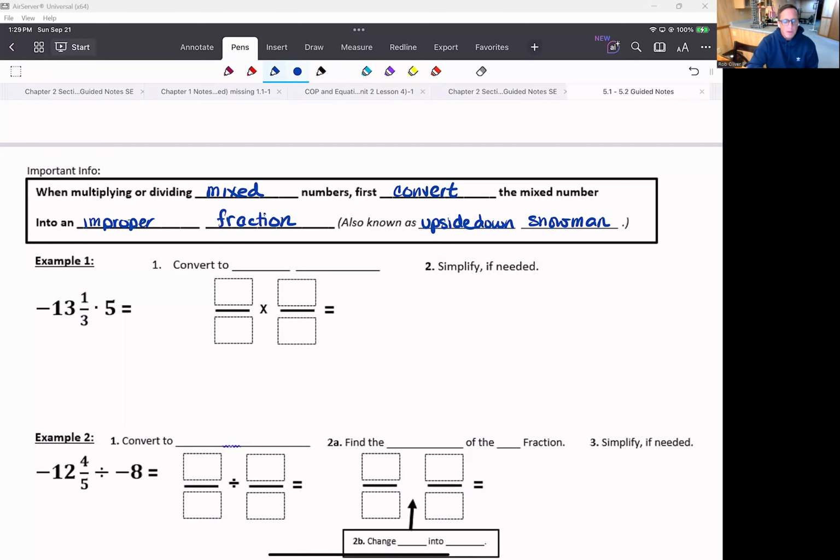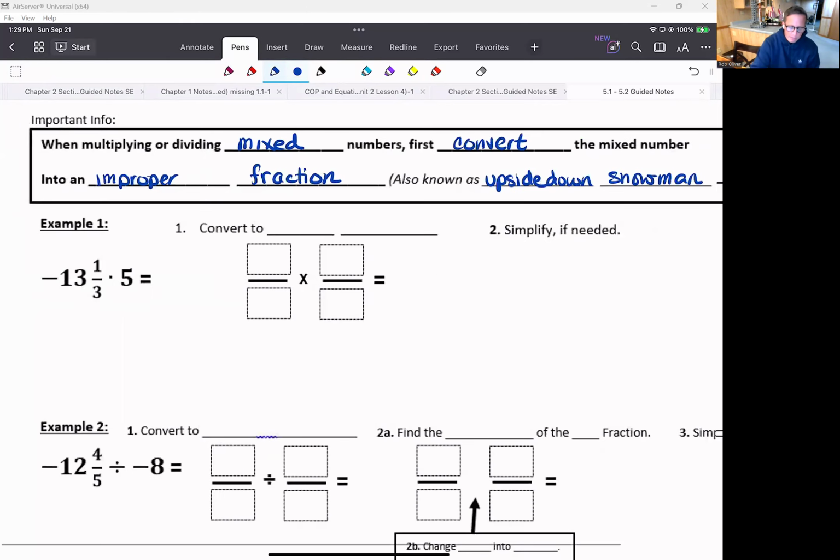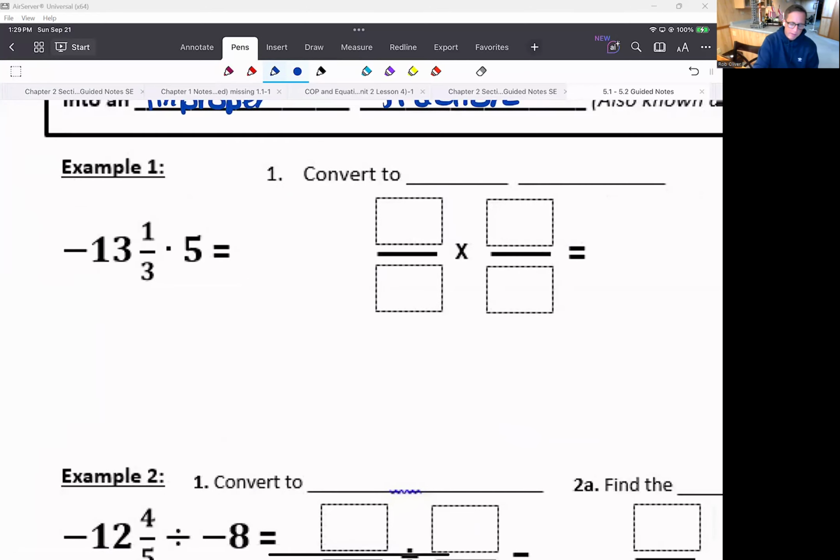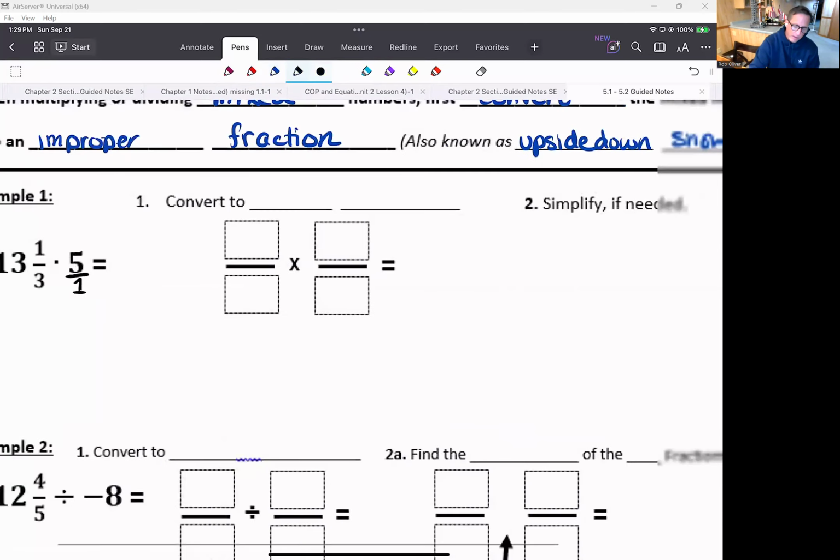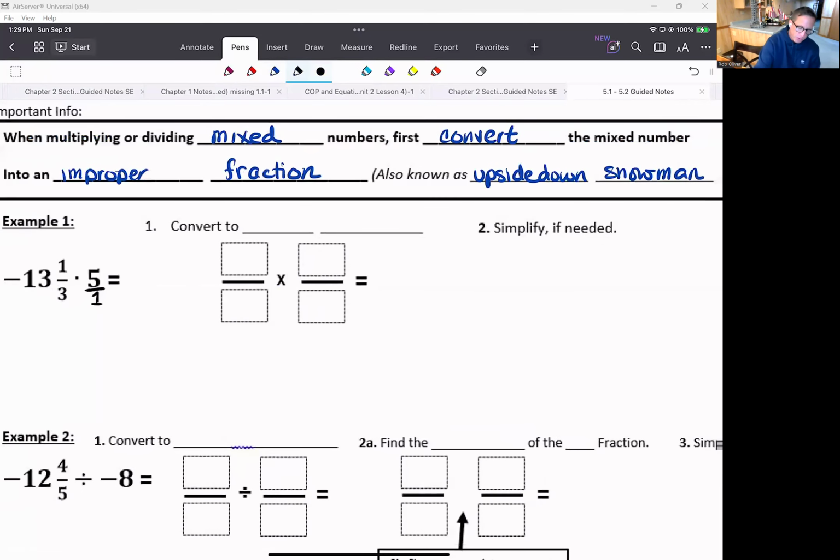All right, so right here in our first example, we've got a mixed number, negative 13 and 1/3, being multiplied by 5. I'm going to go ahead and just write 5 as a fraction, like that. So let's convert to improper fraction, I should say, from a mixed number.